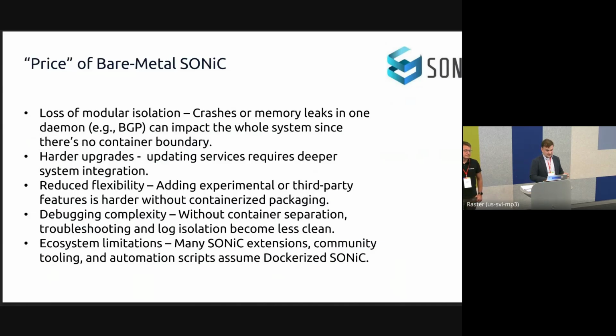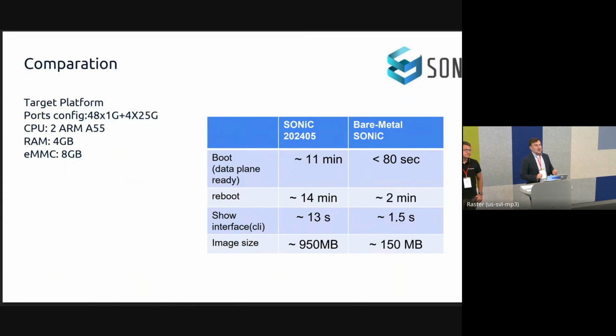But this is what we gain. And I try to put some, let's say, more extreme comparison. Some of the things work exactly the same, but we took the really, really low end platform from the CPU perspective. We had 2 ARM cores, 4 gig of RAM and 8 gig of eMMC. So not the fastest CPU, not the fastest RAM, and not the fastest storage available currently in the market. And we were measuring on the same exact platform 2 versions. We were measuring the 2024-5 SONiC image built from community, and we were measuring bare metal SONiC.